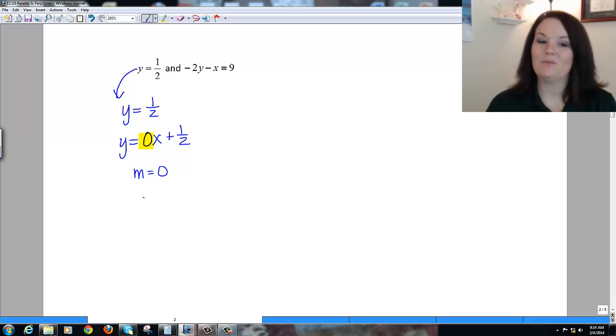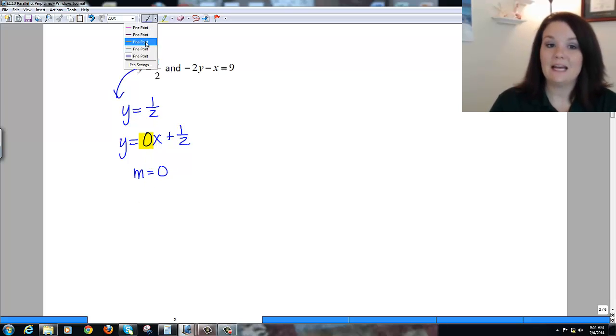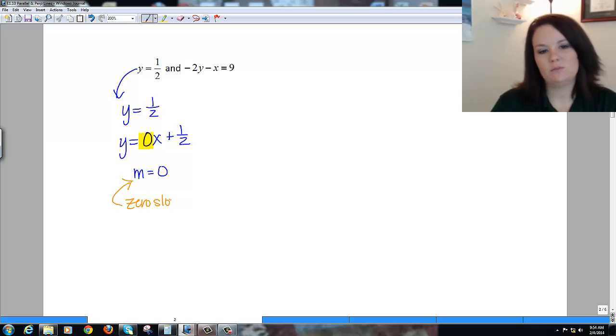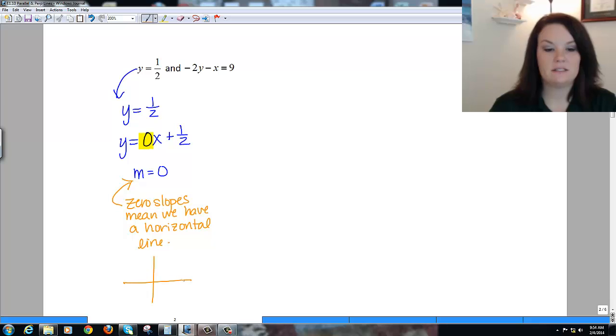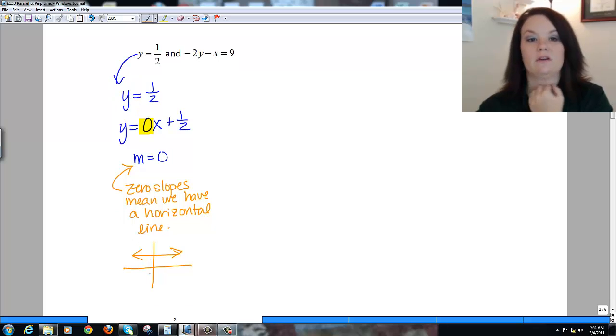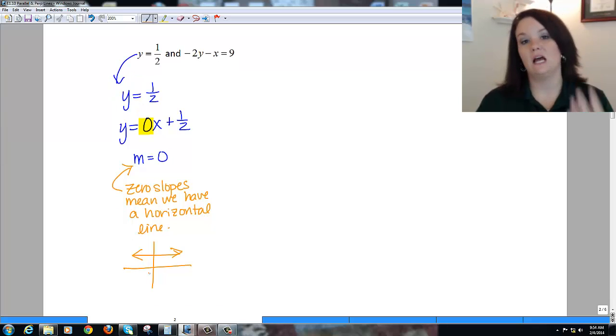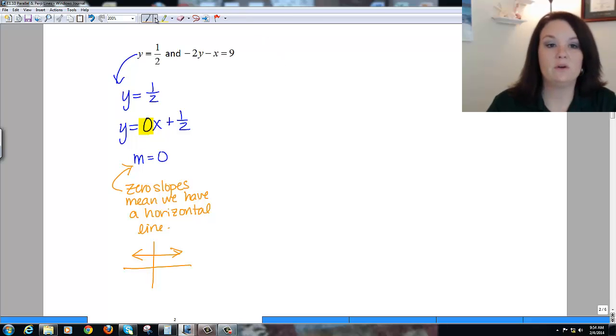Now, as a side note, I want to go ahead and note, just like before, anytime we have a 0 slope, that means this is what kind of a line? Horizontal. Okay, 0 slopes mean we have a horizontal line. Okay, so if I were to graph this, I would have something that looks like that, right? A straight line through y equals 1/2. So I need to determine if this next line is parallel, perpendicular, or neither. So I'm going to go ahead and solve it for y and bring it over here.